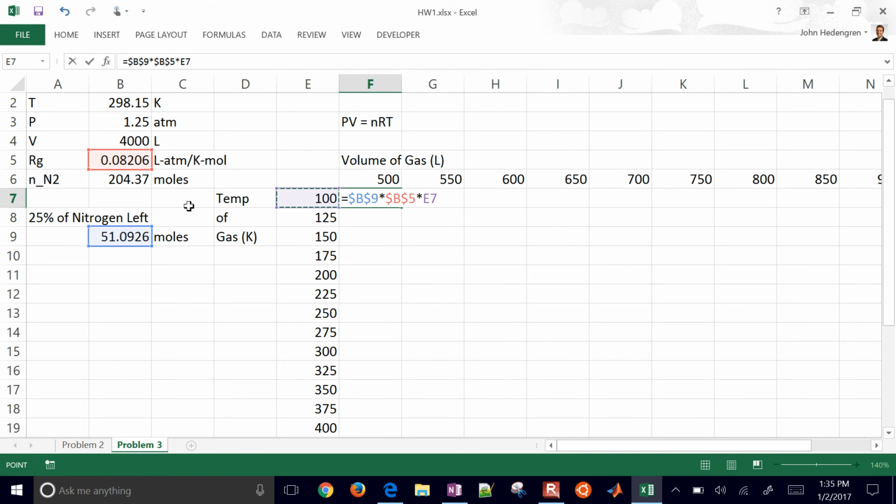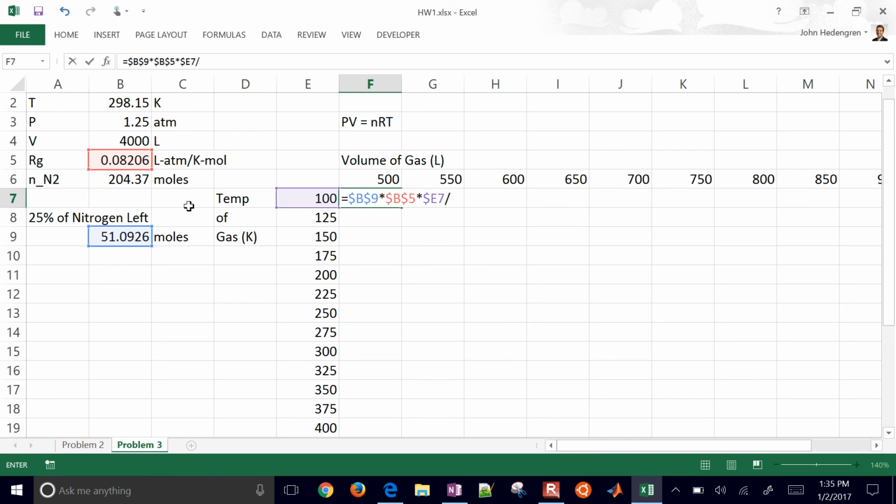Now let me hit F4 a couple times until just the dollar sign is in front of the E, but not the 7, okay? Because as I drag it down, I want to go to 125 and then 150 and then 175. Okay, and there I have it. I can also just type that in myself if you have a hard time. You can type in that dollar sign yourself.